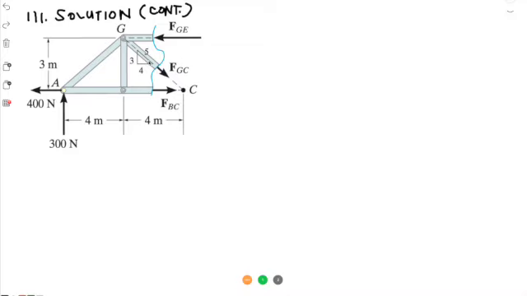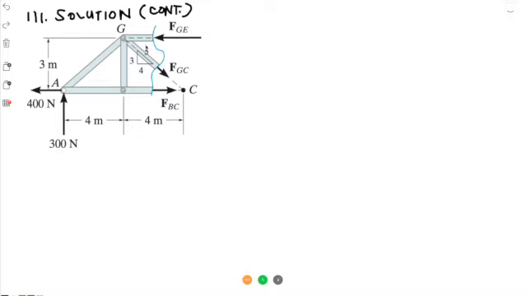So please recognize here that the slope of member GC is like a 3, 4, 5 triangle. So you have a 3 height here, you have a 4 here, and the hypotenuse is 5. Okay, that will simplify our analysis.